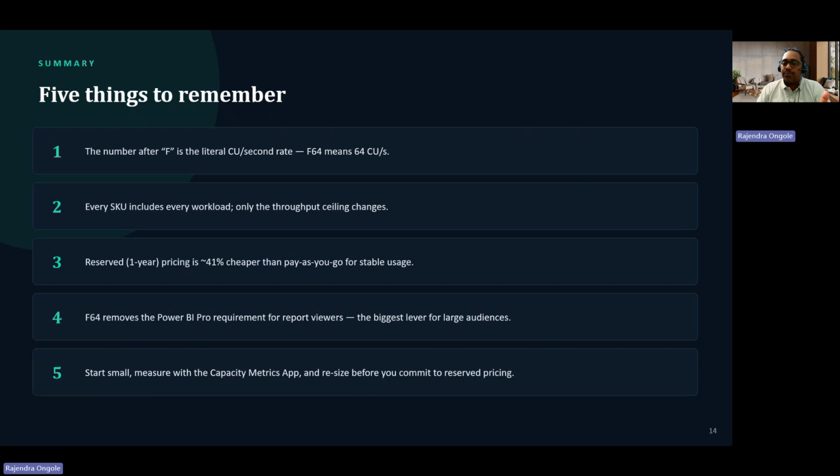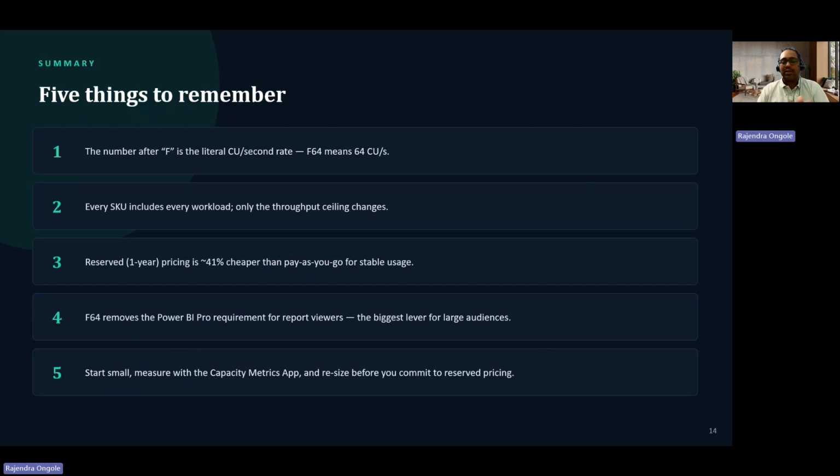Every SKU, stock keeping unit, includes every workload, all the workloads which you have discussed. Only the throughput matters there. And the reserved capacity pricing is approximately 41% cheaper than pay-as-you-go. We discussed it with the gym example. If the gym bill is around 2,000 on a monthly basis, and you reserve for the next 1 year, as per the discount they will reduce the charges too. Likewise, reserved and pay-as-you-go methods work.